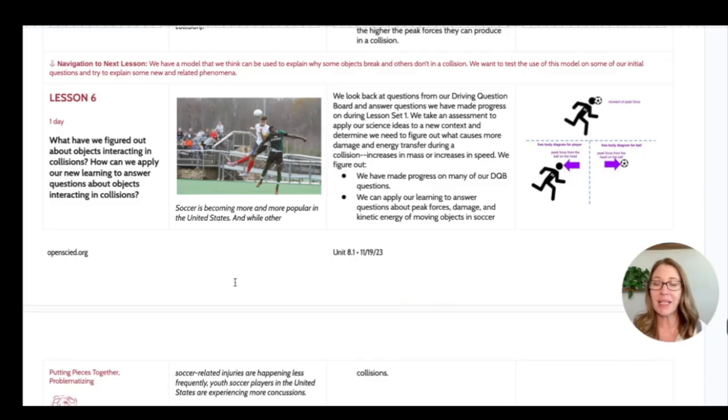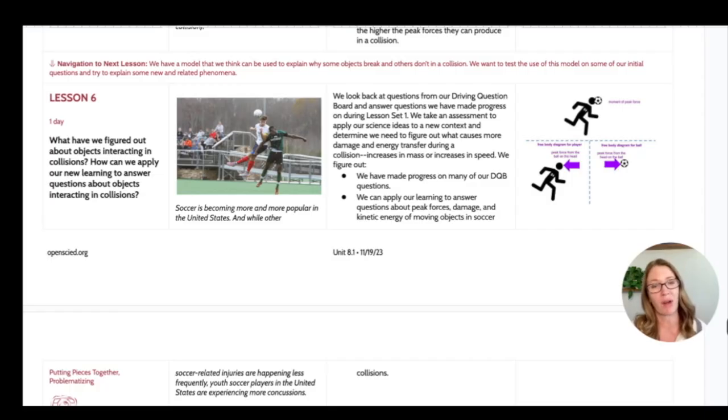So moving into lesson 6, this is actually the end of the first lesson set, and we are going to take a transfer task assessment. This is a mid-unit transfer task. It's about soccer. So remember, a transfer task is when we take the science ideas that we've developed so far about kinetic energy, about peak forces, about damage, and we apply them into a new context, which is going to be soccer and soccer injuries.